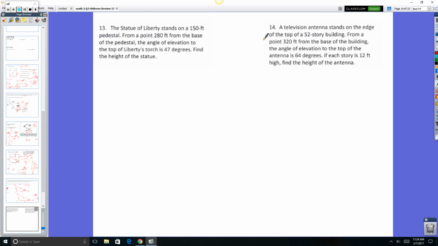Number 14. A TV antenna stands on the edge of the top of a 52-foot building. So you have a skyscraper. From the very top to the bottom is 52 feet. That's how tall the building is. Then, what do we have? A TV antenna. Oh, this is kind of the same as 13. From a point 320 feet from the base of the building. So if I go over here, 320 feet.